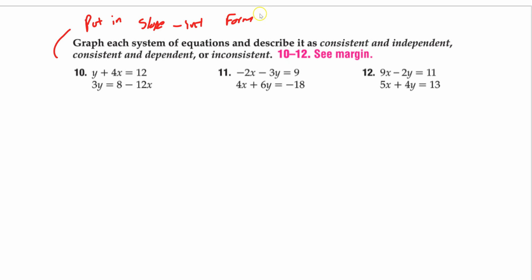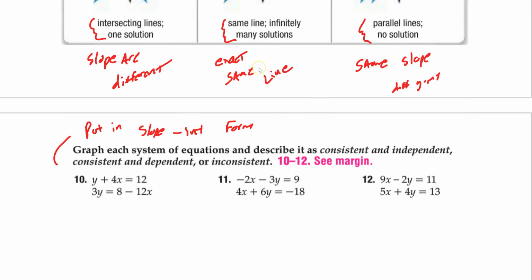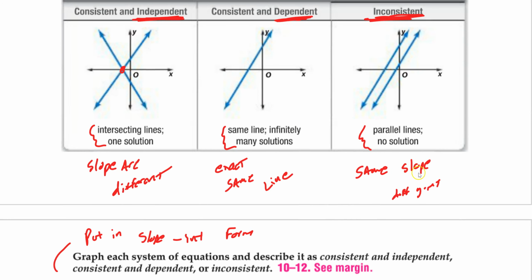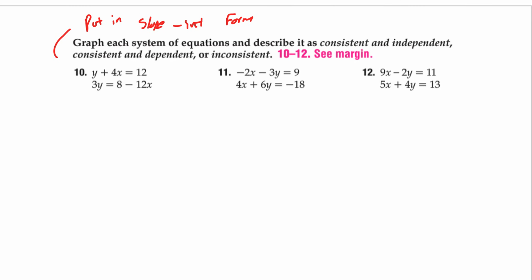So we put in slope-intercept form and they're the exact same line, then it's dependent. If they have the same slope, then it's inconsistent, and if their slopes are different, it's independent. So that's the easy way to tell. If I just give you an equation, if you want to figure it out, just put in slope-intercept form. So like right here, let me subtract the 4x from both sides. I get that. And then for this equation right here, we want to get y by itself, so divide by 3.